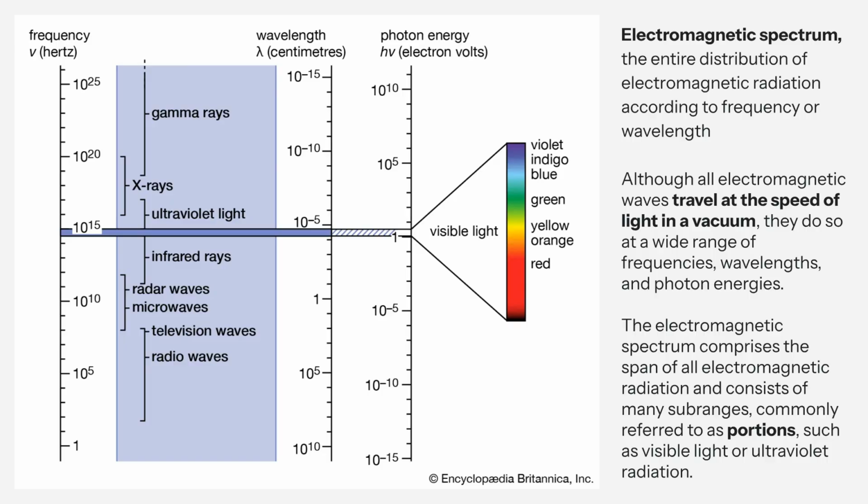An important point is that all electromagnetic waves travel at the same speed in a vacuum, known as the speed of light. What makes them different is how frequently the wave oscillates and how much energy each photon carries. Visible light is only a small window within this much larger spectrum.